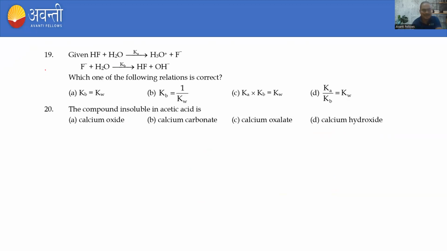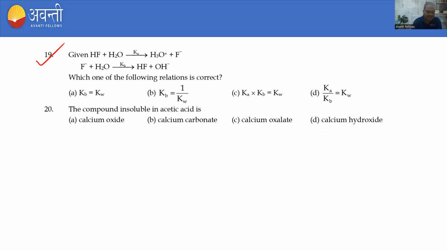Now, move to question number 19. This question is from the equilibrium chapter. Given HF plus H2O, when HF reacts with H2O, in the Ka they will give H3O plus and F negative. Similarly, F negative accepts H2O, Kb, giving HF plus OH negative. Which of the following relations is correct? So you have to find the correct relation.